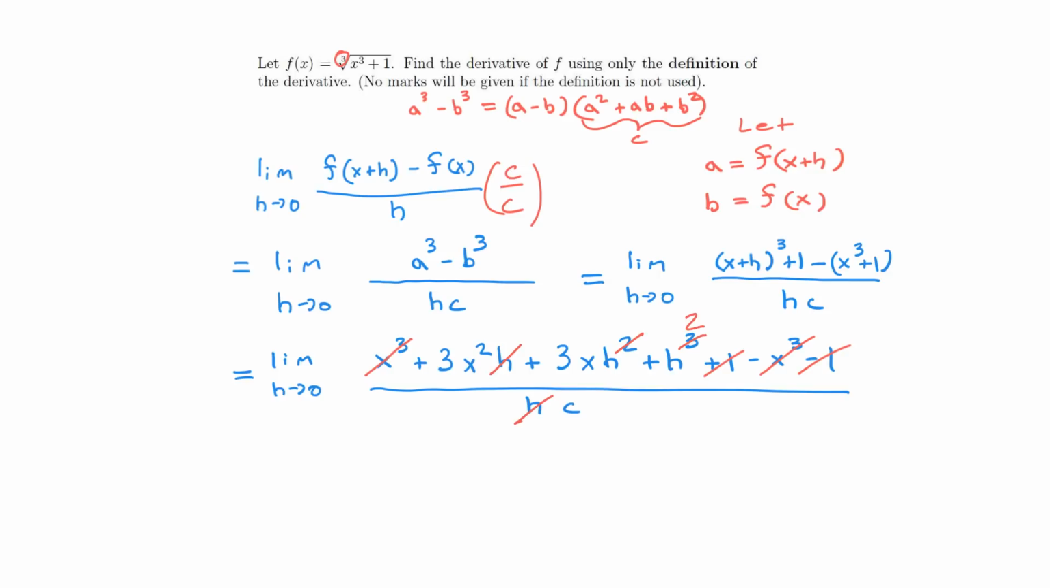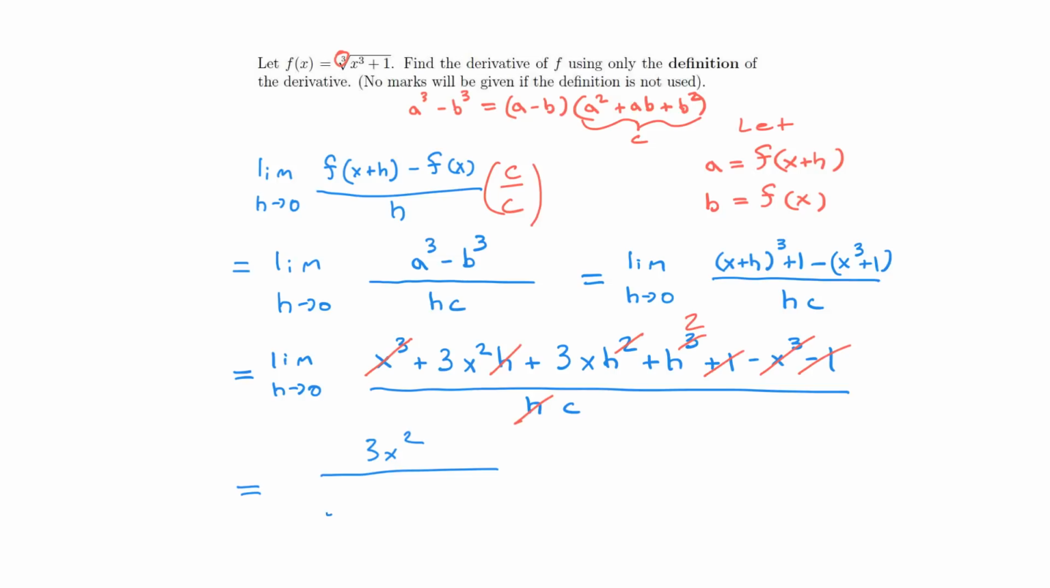And now we're at a point where we can literally just plug in our limit. As h goes to 0, we can replace h with 0 on our very next step. So we get no more limit now, and just 3x squared on the top. And then on the bottom, we have c still to deal with. Let's recall, what is c? So going back up to the top, we said c is a squared plus ab plus b squared. Okay, but what is a and b? Well, we put a and b right over here. So when we plug in h equal to 0, a is just f of x, and b is just f of x. So c is f of x squared, f of x multiplied by f of x, plus f of x squared. Let's write that down.